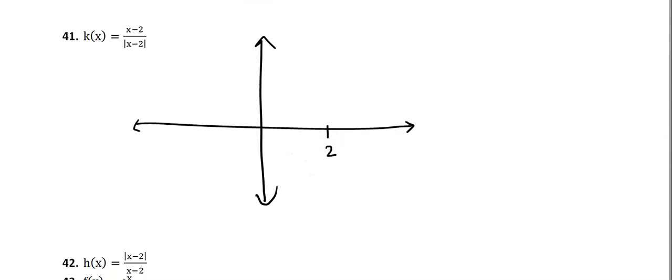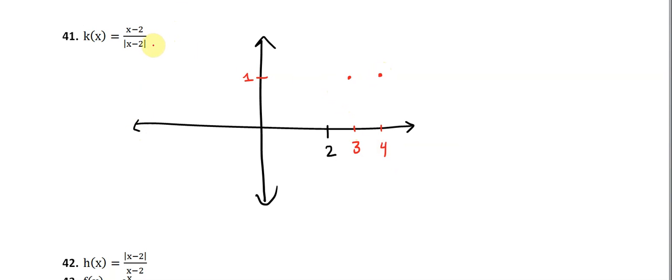Now, let's try some numbers. If I put a number bigger than 2, say 3, then I'm going to get positive 1 on the top and positive 1 on the bottom. So positive 1 over positive 1 is just going to be positive 1. And same thing, if I were to put 4 into this function, I would get 2 in the numerator, 2 in the denominator, and I would still get 1. And you can quickly see that no matter what you put into this function, as long as it's greater than 2, you're going to get positive 1.